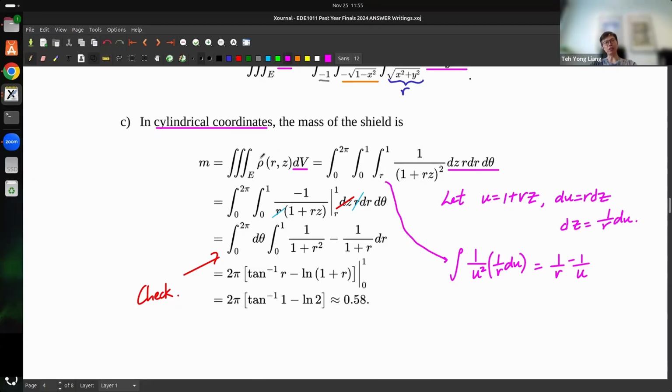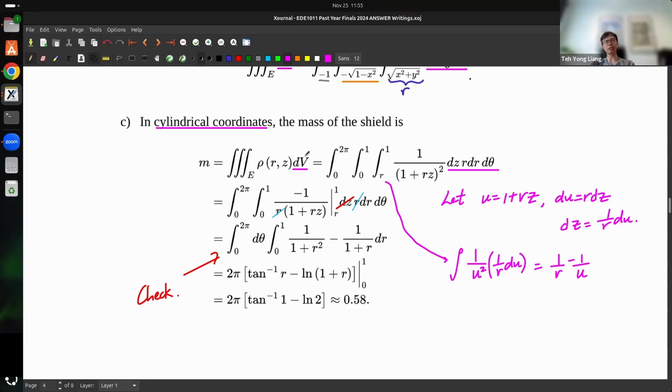So for mass, you must integrate density over the whole volume. Integration of density over the entire volume will give you the total mass. So what's the density function? It's the given function here, 1 over (1 plus rz) whole thing squared. Then what's dV? Now, dV in cylindrical coordinates, right?